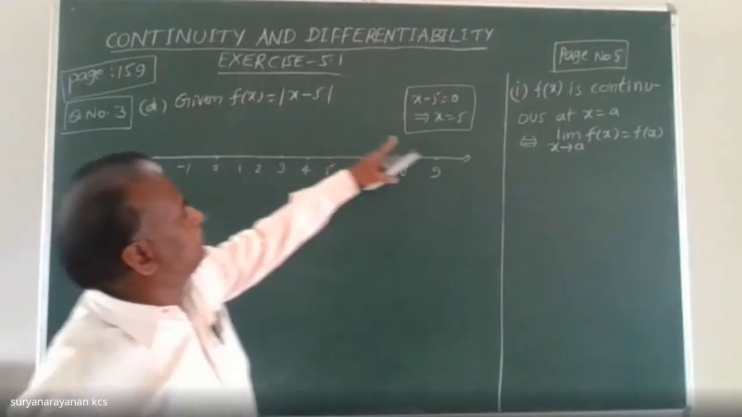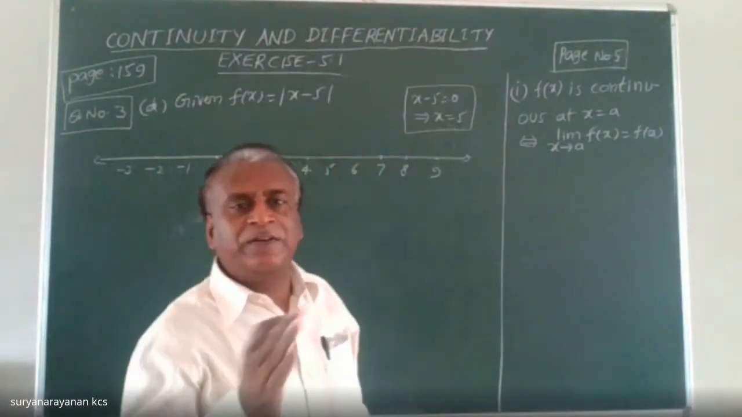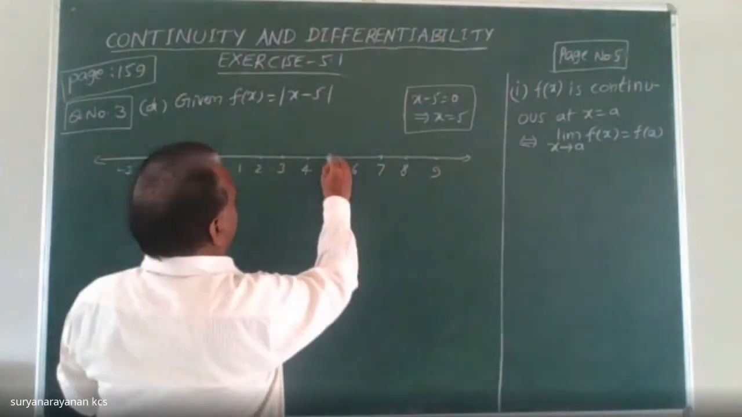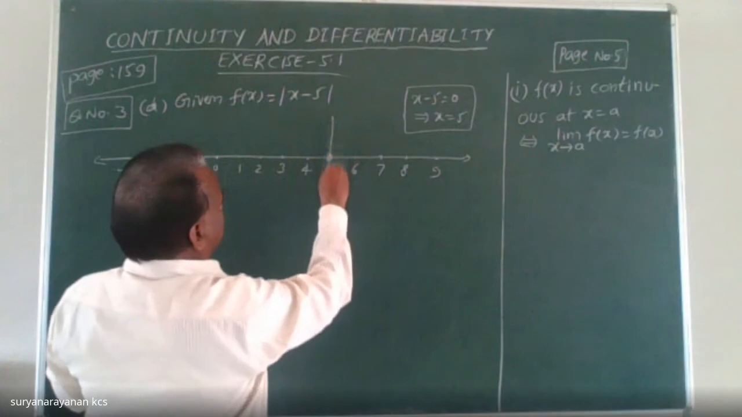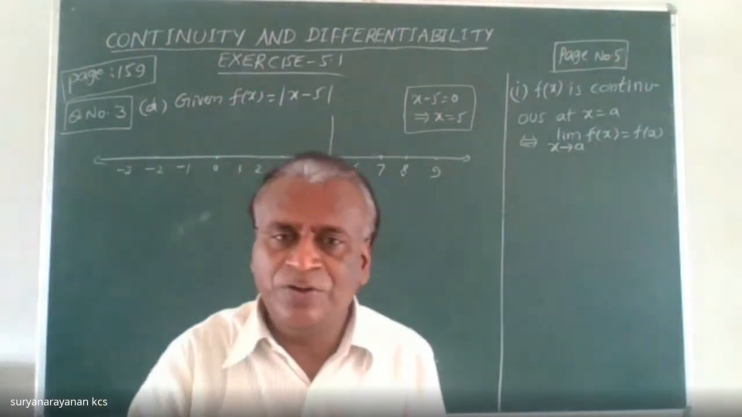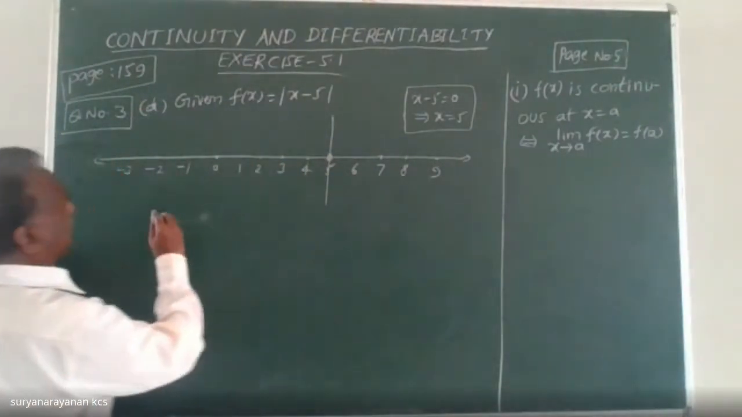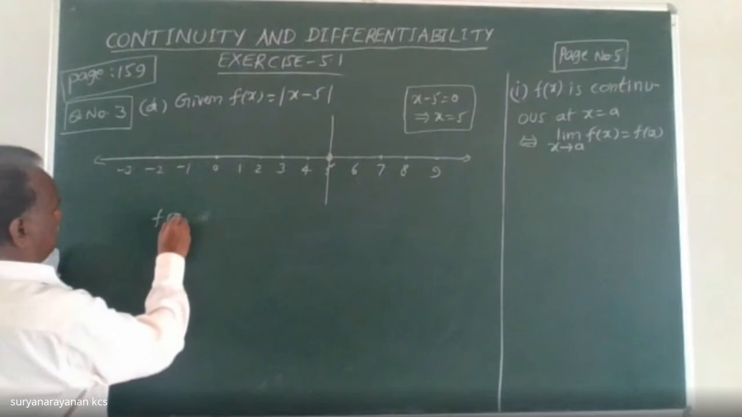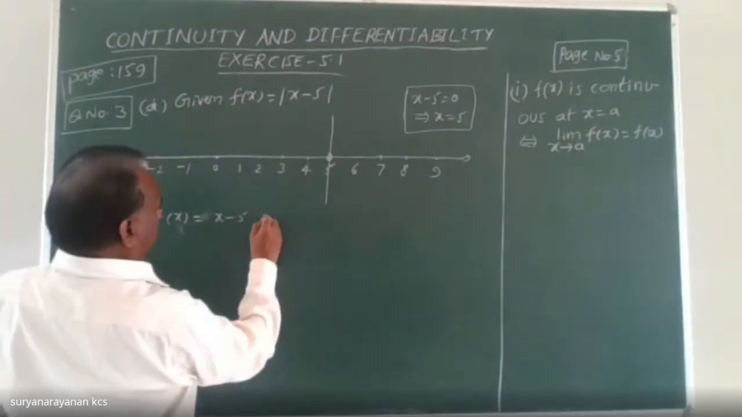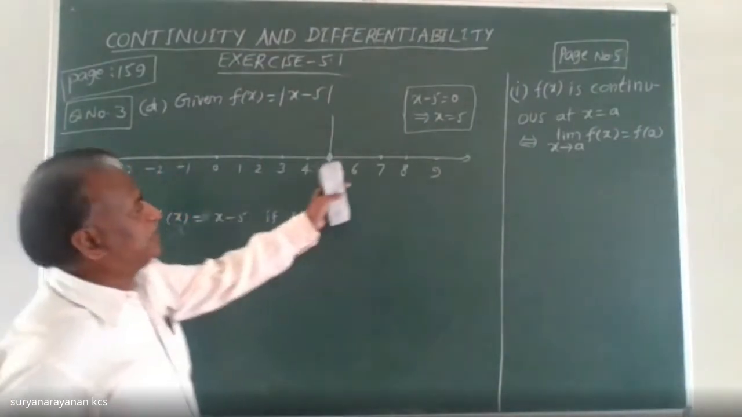so this function will be divided into two parts at x is equal to 5. The function is divided into two different categories. So let us write f of x is equal to x minus 5 if x is greater than 5.